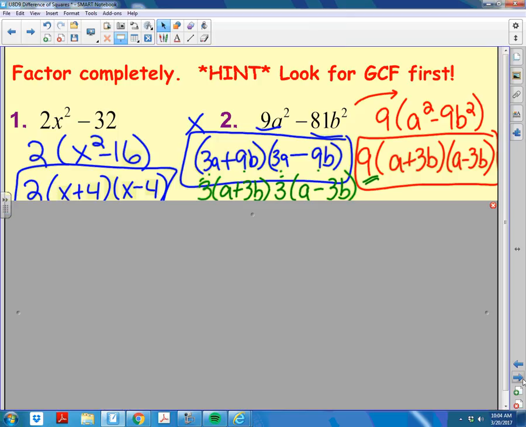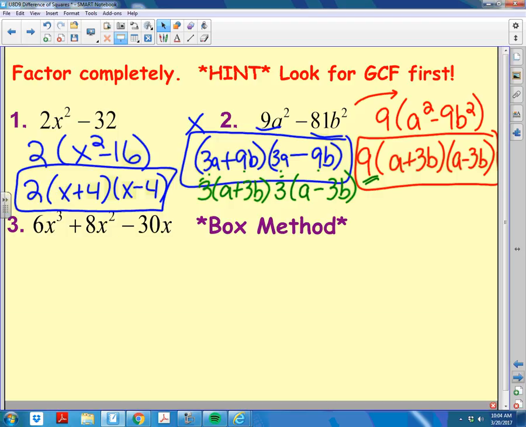What I'm getting at is, if you don't do it at the beginning, you won't catch it all. Or you're making yourself a lot harder work. Always look for the GCF first. Try number 3. And when you factor number 3, you must use the box method.